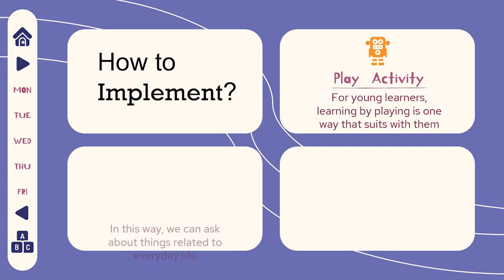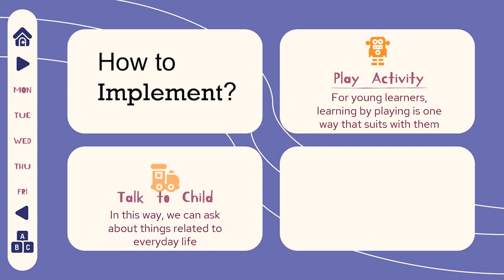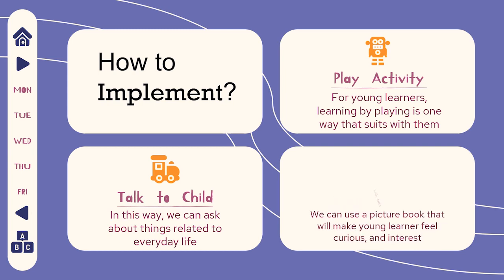The second is talk to the child. In this way, we can ask about things related to everyday life. For example, where do you live, what is your parents' job, what are your hobbies, what is your favorite movie, and so on. And the last one is using books.